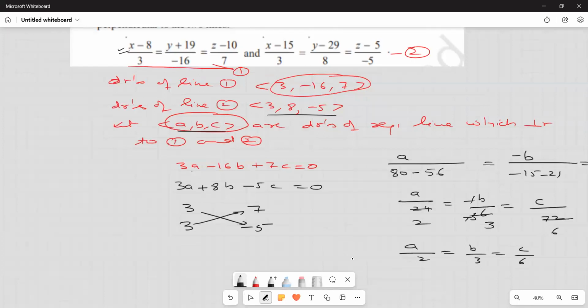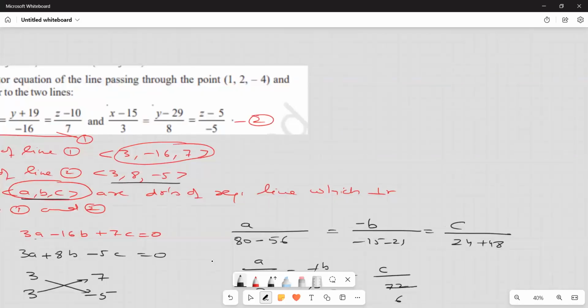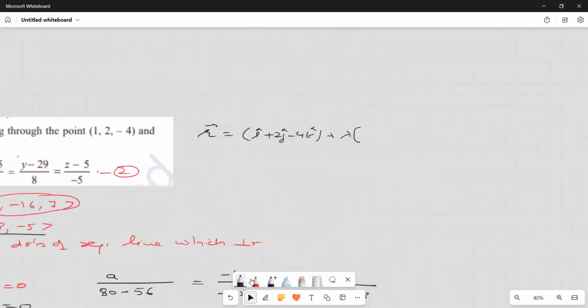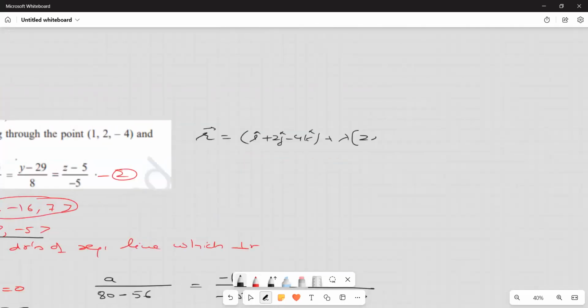So that will be, point is this. So R is equal to A. A is I plus 2J minus 4K. And as the direction ratios are proportional, so we are writing lambda times 2, 3, and 6. So 2I plus 3J plus 6K. So that is the required equation. Clear?